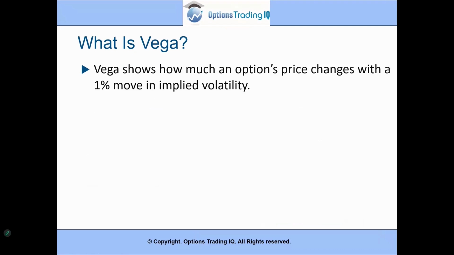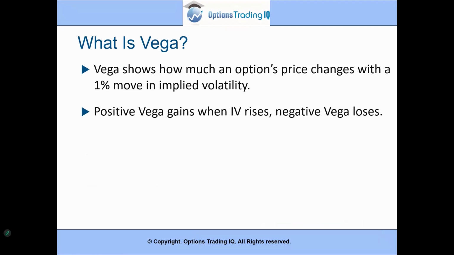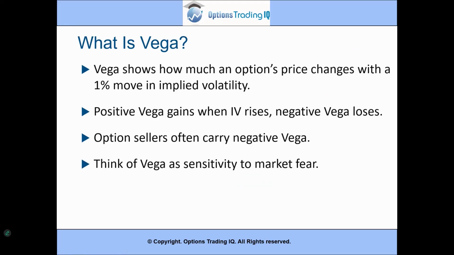Vega shows how much an option's price changes with a 1% move in implied volatility. Positive Vega gains when IV rises and negative Vega loses. Option sellers often carry negative Vega. Things like credit spreads, condors, and cash secured puts all have negative Vega. Think of Vega as sensitivity to market fear.